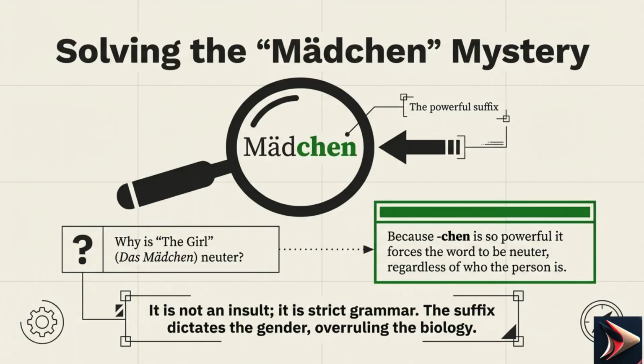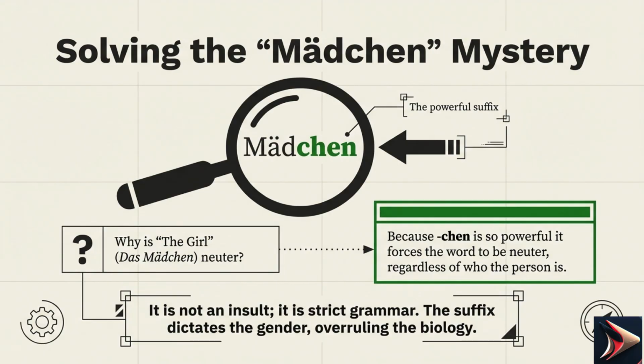And this brings us to the absolute golden rule you have to remember. In German, grammar beats biology every single time. The suffix of a word, that little ending, is more powerful than the real-world meaning of that word. It's not about disrespect, it's just about following strict, unwavering grammatical rules.